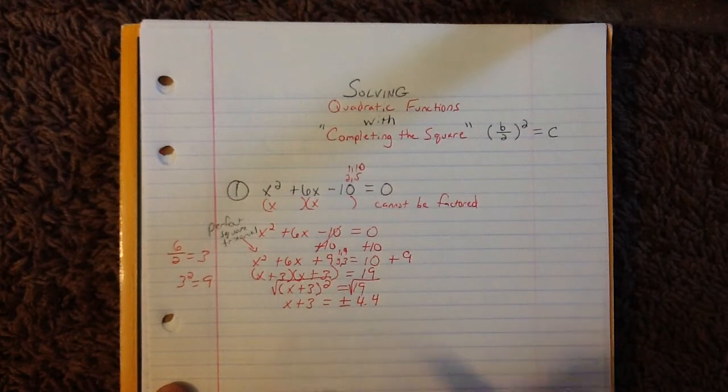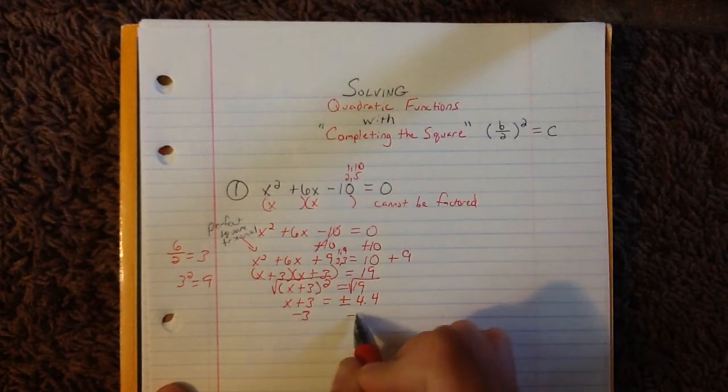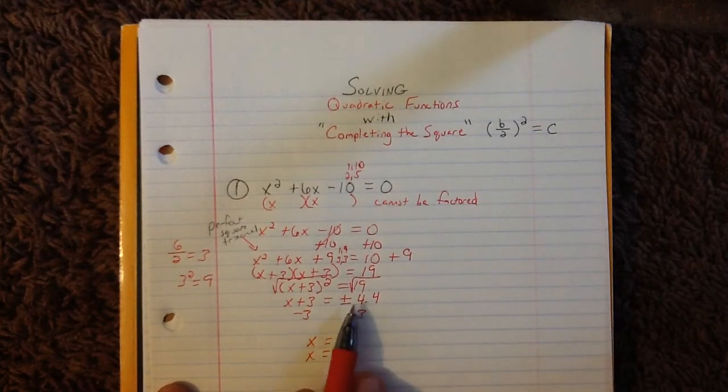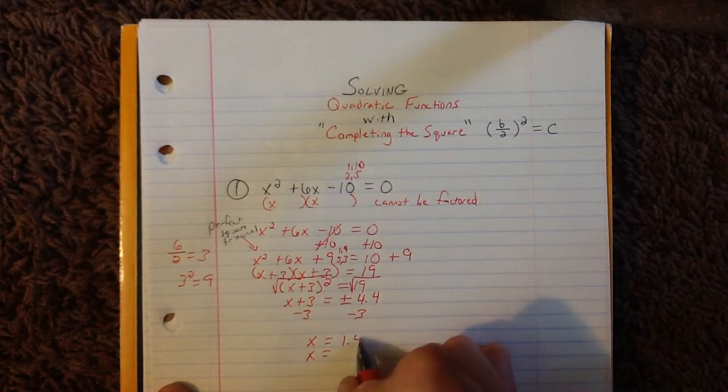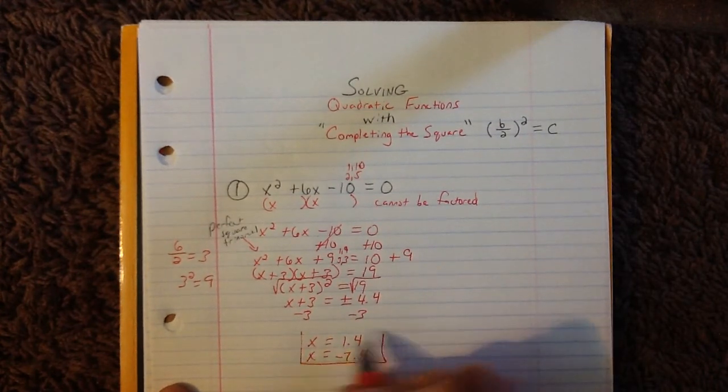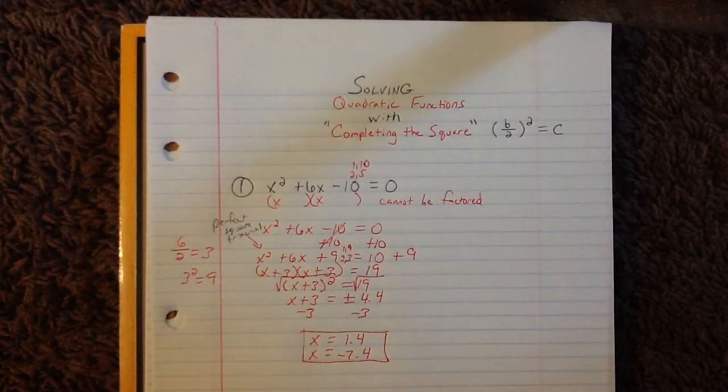Now I need to get rid of my plus 3 with a minus 3. And I'm going to get two separate answers for x here, because the first one I got to do positive 4.4 minus 3, and then negative 4.4 minus 3. So positive 4.4 minus 3 is going to give me 1.4. Negative 4.4 minus 3 will give me negative 7.4. Those are my two solutions from completing the square.